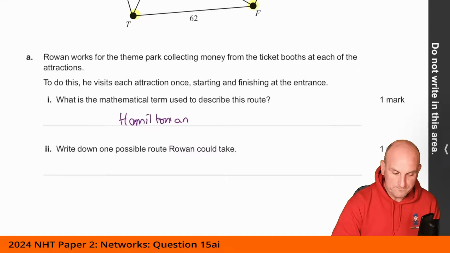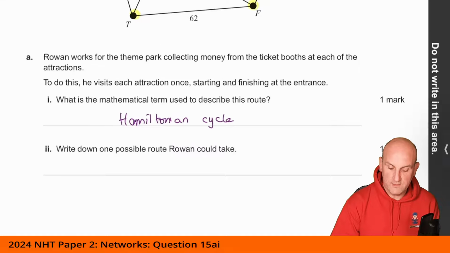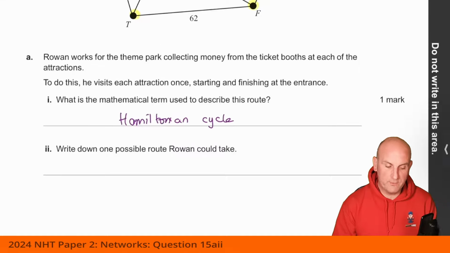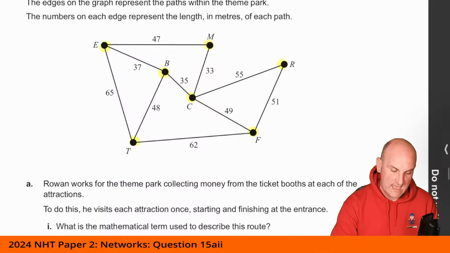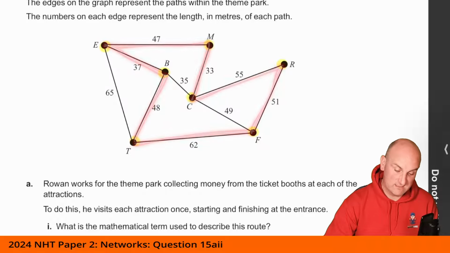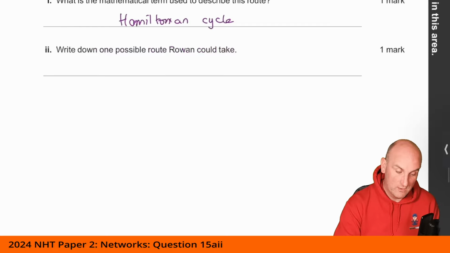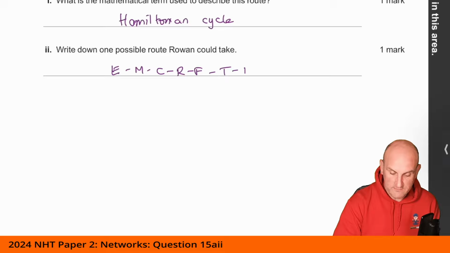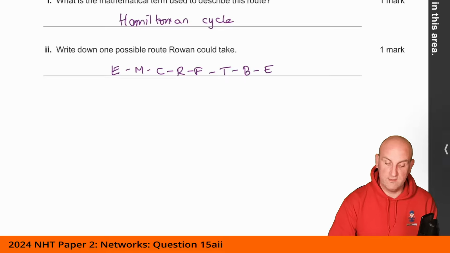Hamiltonian cycle. There you go, Hamiltonian cycle. Write down one possible route that Rowan could take, all right? So me, I went E, M, C, R, F, T, B, E. All right, so that was the route that seemed to be the most logical to me. So I got E to M to C to R to F to T to B and to E. There we go, 1 mark.